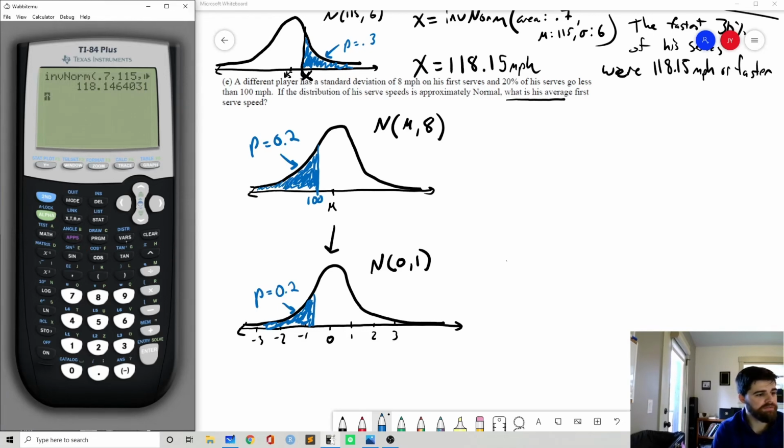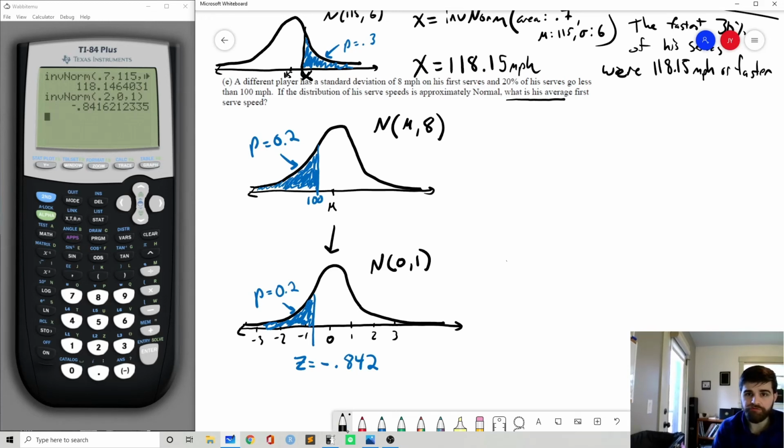All right, so we are going to use inverse norm. An area of 0.2, and then we have a mean of 0 and a standard deviation of 1 since we're using the standard normal curve. And I get a z-score of negative 0.842. Cool. So by standardizing this and finding this value on the standard normal curve, essentially what we've done is we found the z-score for 100. Right, 100 miles per hour has a z-score in this distribution of negative 0.842.